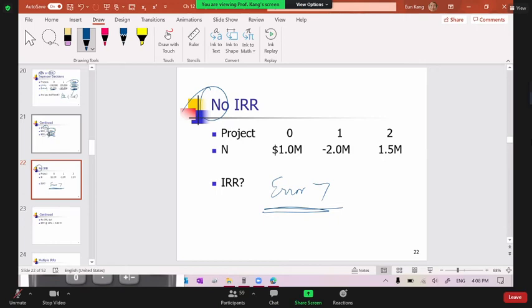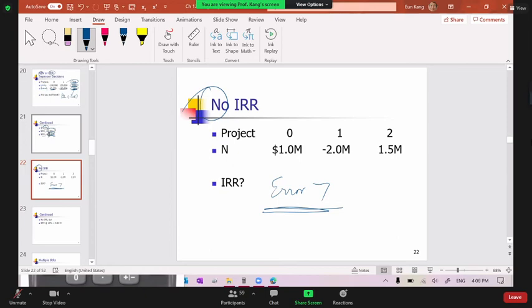No discount rate can make this project's net present value 0, right? No discount rate can make the net present value of this project 0. So there's no IRR. Then what? Then the managers just got puzzled, right?